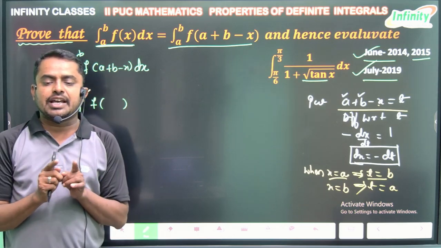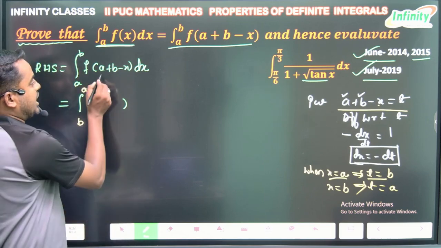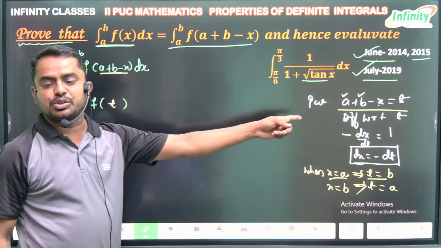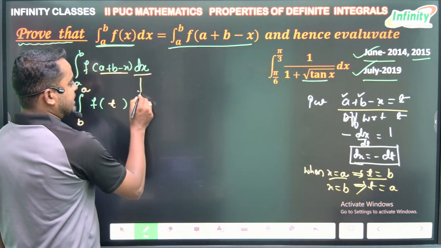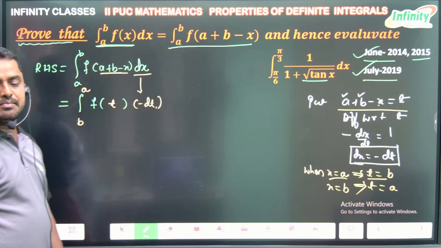The lower limit a becomes b and the upper limit b becomes a. Then a plus b minus x is what? t, because we have taken the substitution. a plus b minus x is equal to t. Now what is the value of dx? dx is nothing but minus dt.